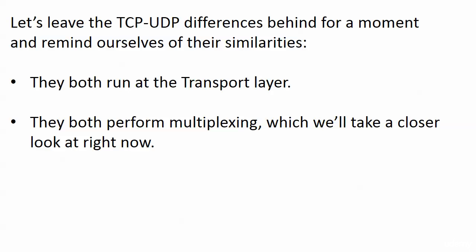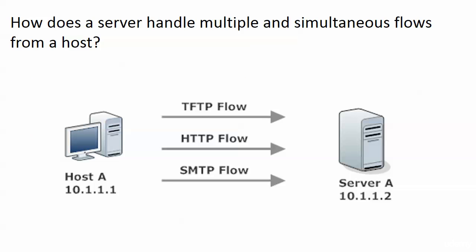Now let's have a look at multiplexing here and see exactly what's going on, what's getting plexed, if you will, and why it's happening multiple times. Well, the multiple part really comes in here at the beginning because the first question, when we look at a situation like this, where host A at 10.1.1.1 is sending 3 separate flows of data to server A.